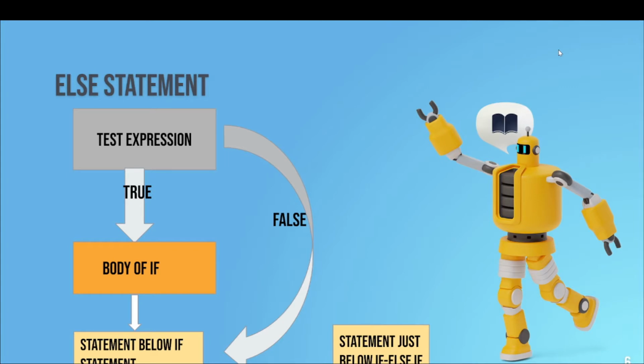But if the else if statement doesn't work either, we can use the else statement, which is a statement just below the if statement. An else statement can be combined with an if statement. An else statement contains a block of code that executes if the conditional expression in the if statement resolves to 0, or a false value. The else statement is an optional statement, and there can be at most one else statement following an if.